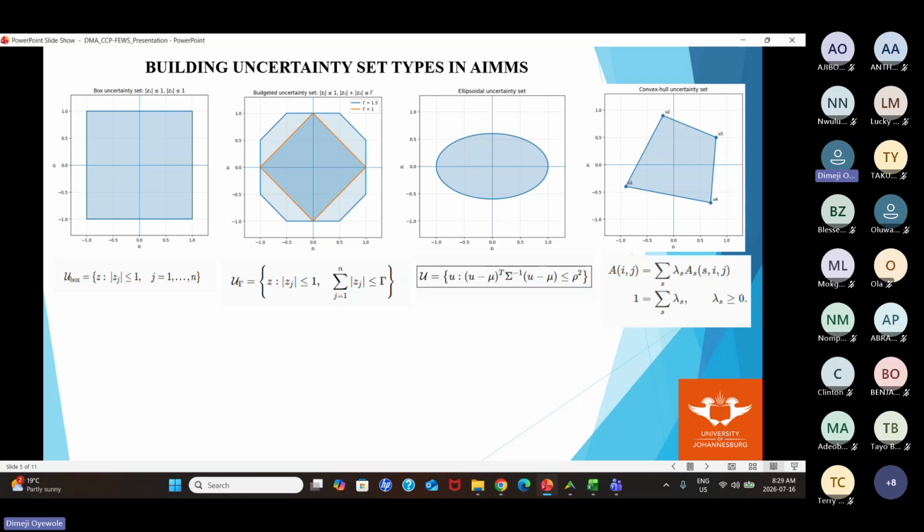For example, we have the box or the interval uncertainty. And let me just write here. For example, we have this graph. This 1, this -1, this 1, -1.